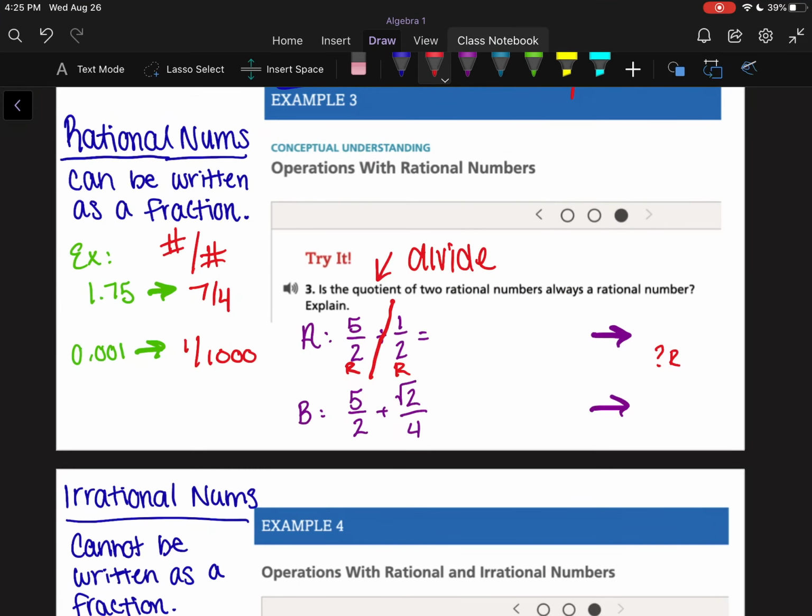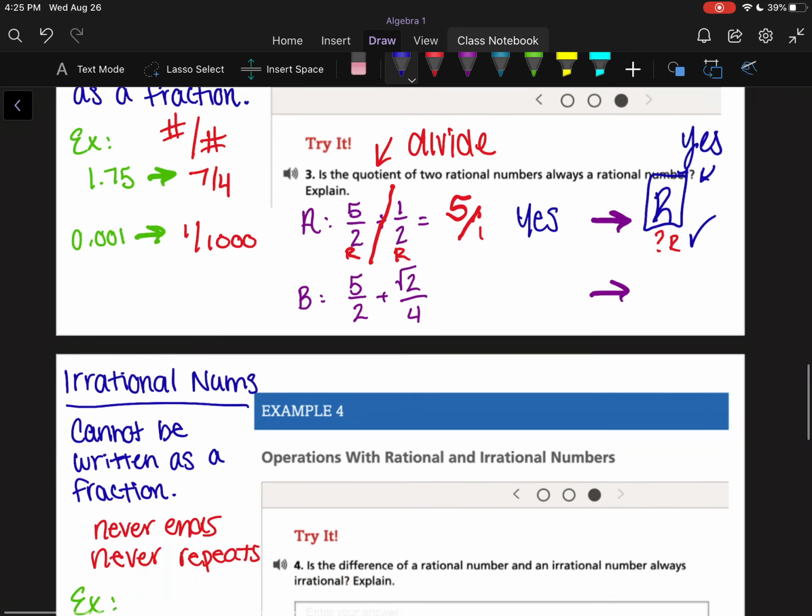Question, is 5 a fraction? Technically it can be, yes. It's 5 divided by 1, 5 over 1. So if it can be a fraction, then yes, it is a rational number. And the answer to this question is yes. Quotients of two rational numbers are always rational.